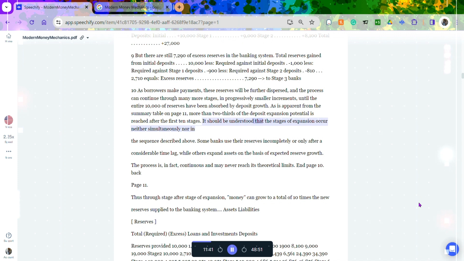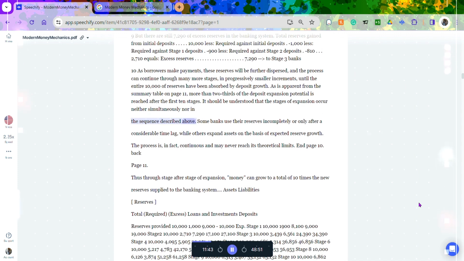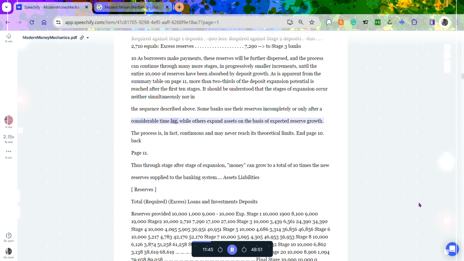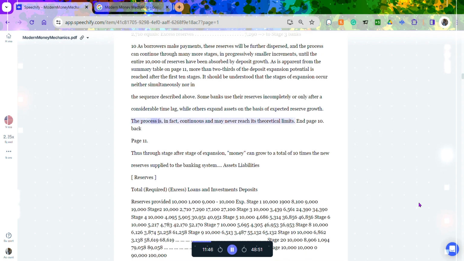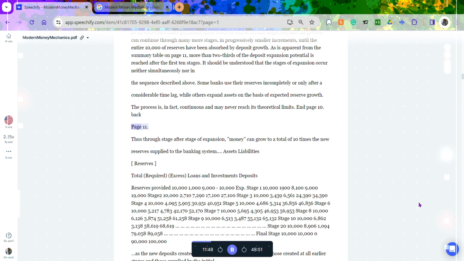It should be understood that the stages of expansion occur neither simultaneously nor in the sequence described above. Some banks use their reserves incompletely or only after a considerable time lag, while others expand assets on the basis of expected reserve growth. The process is, in fact, continuous and may never reach its theoretical limits. End page 10. Back. Page 11.